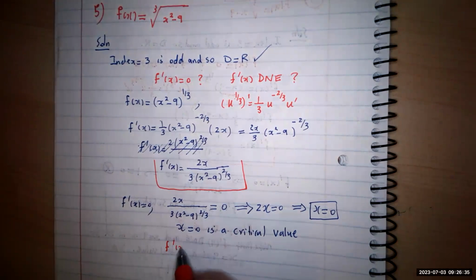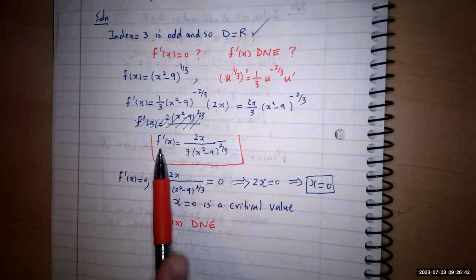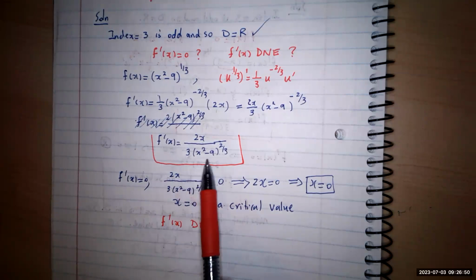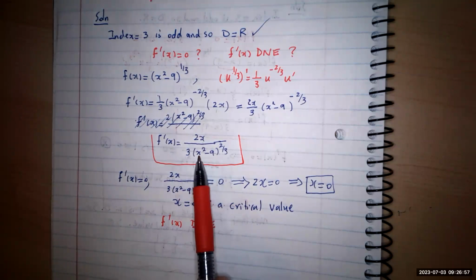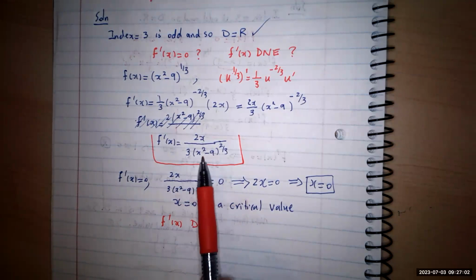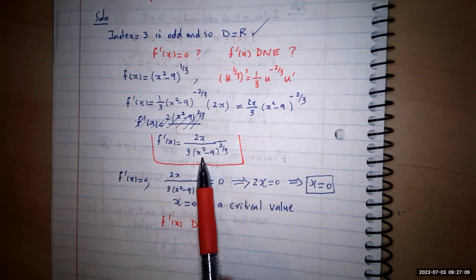Is there a place that f prime of x does not exist? Yes. Investigate it. You see again, this is f prime of x. F prime of x does not exist if the denominator is 0. So check to see for what value or values of x the denominator would be 0. Any suggestion? For what value of x would the denominator be 0? Any suggestion? Numbers?